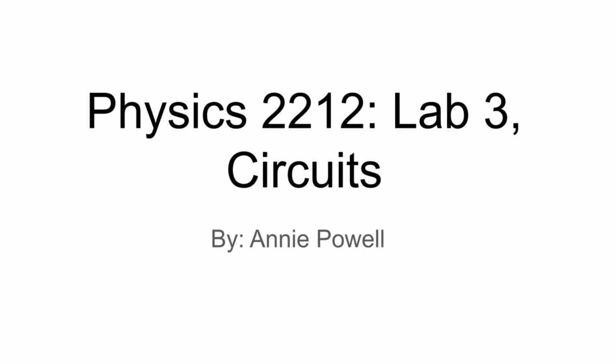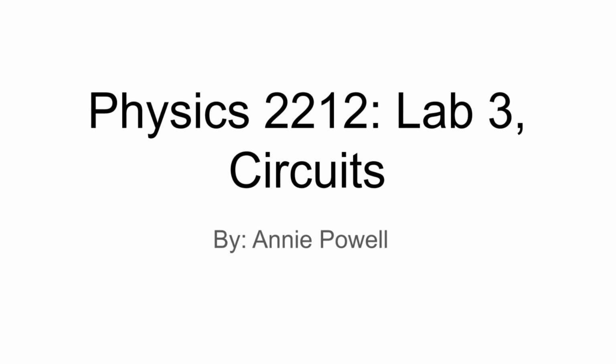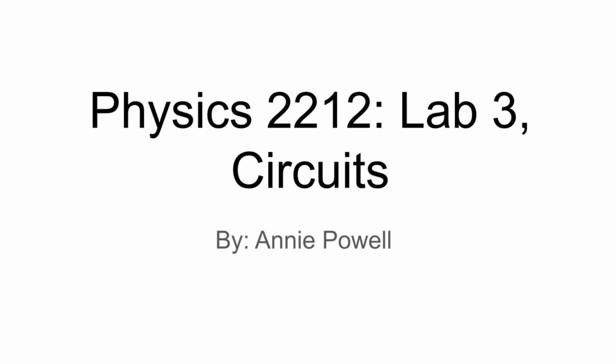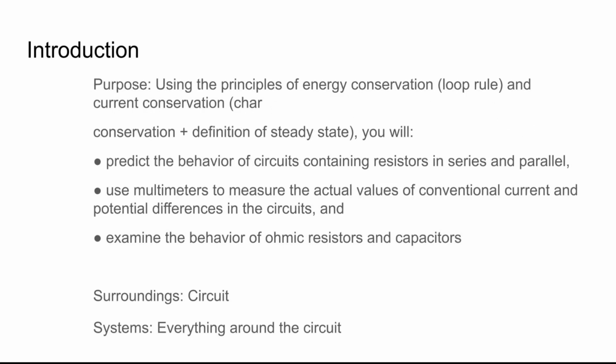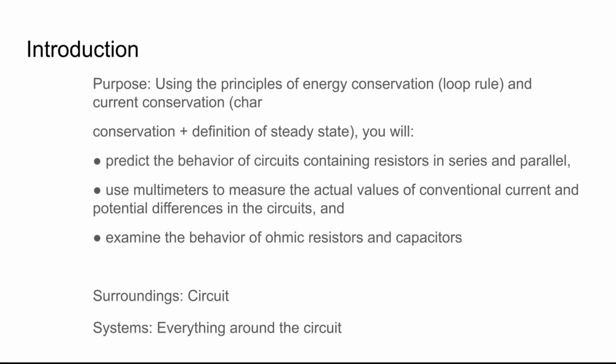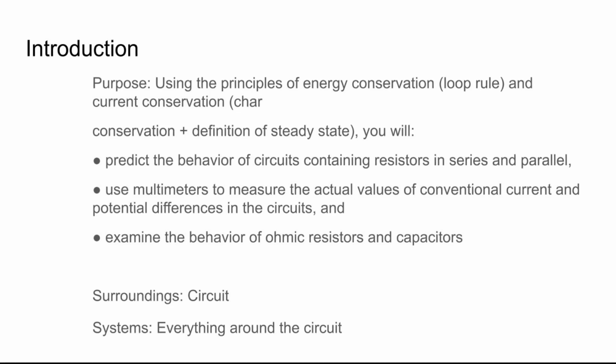This is Annie Powell, and today I will be talking about Physics 2212 Lab 3, circuits, for Georgia Tech. So for the introduction, the purpose of this lab is using the principles of energy conservation and current conservation in order to predict the behavior of circuits containing resistors in series and parallel, using multimeters to measure the actual values of conventional current and potential differences in the circuits, and examining the behavior of ohmic resistors and capacitors.